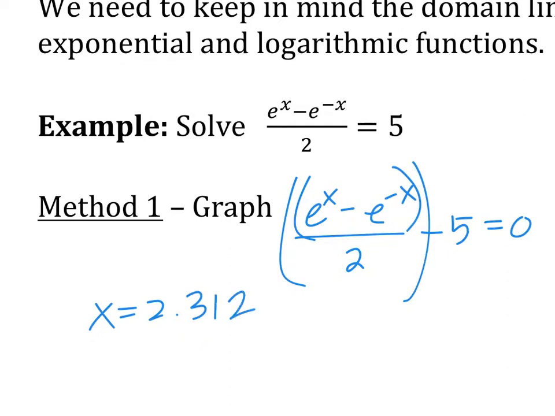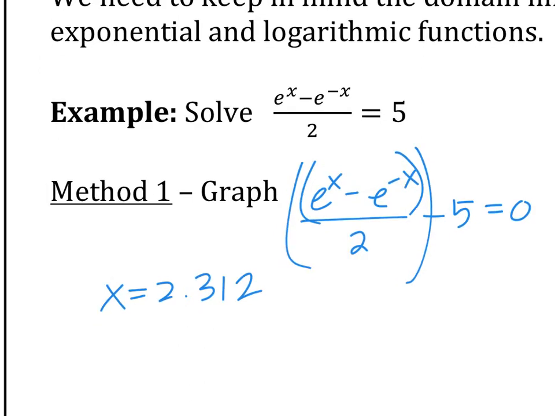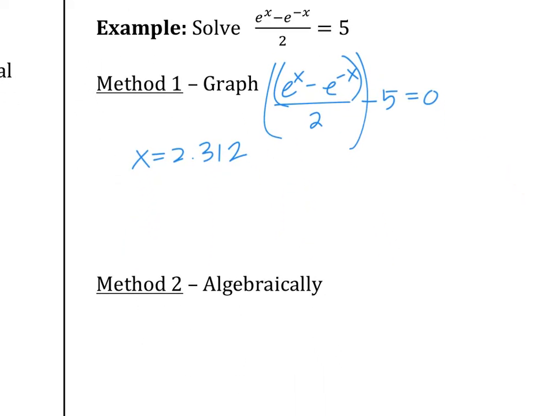Okay, so that is graphically, you should be able to find the roots now, right, with your calculator. Make sure you keep that skill until next year when we do calculus. We're going to have to graph that kind of thing as well. Okay, method 2, algebraically.